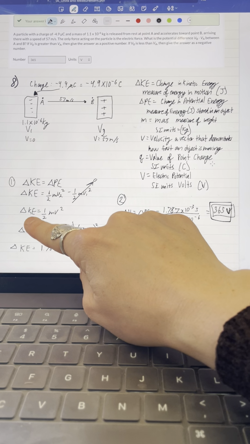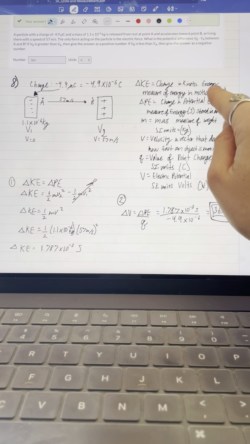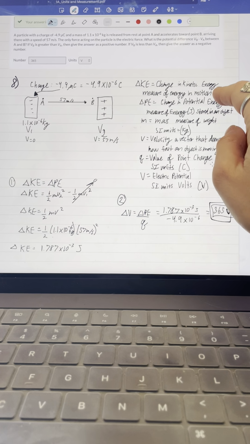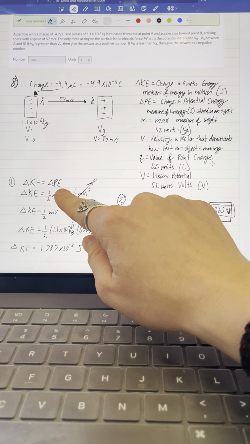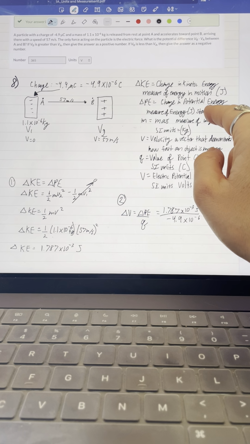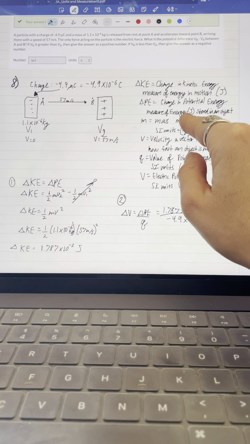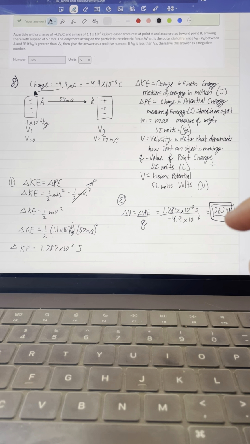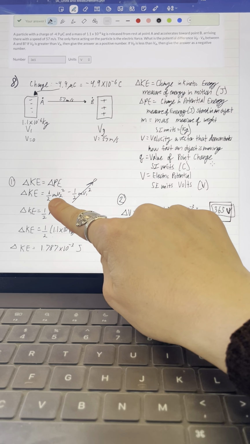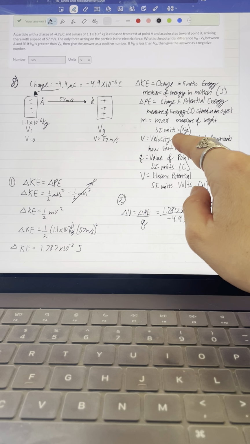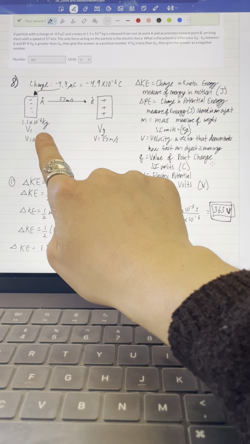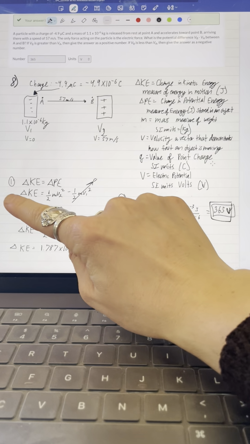In this equation, I have kinetic energy, and I put it as change in kinetic energy, which is the measure of energy in motion. This is joules. And then the change in potential energy is the measure of energy stored in an object, also in joules. Both SI units for kinetic and potential energy are joules. I also have in this equation m, which would be mass, and its SI unit is kilograms, and that's perfect because I'm already given kilograms, so I don't have to convert anything.